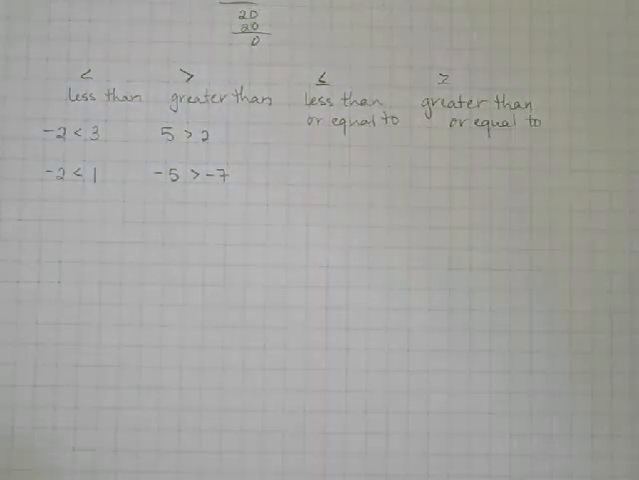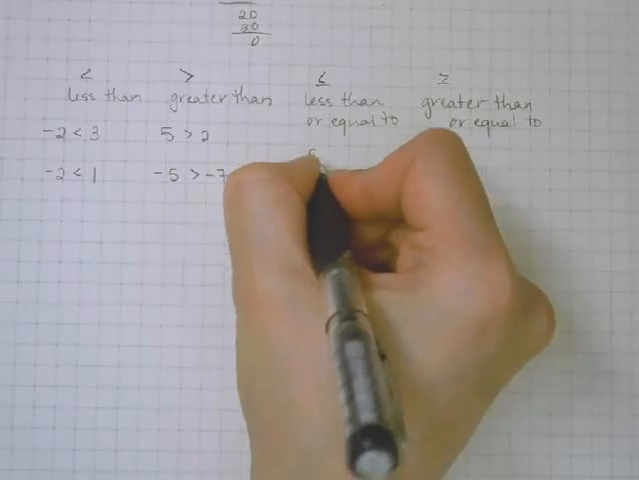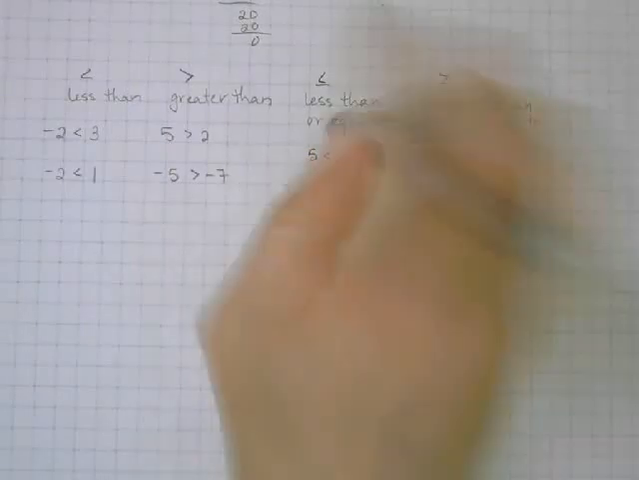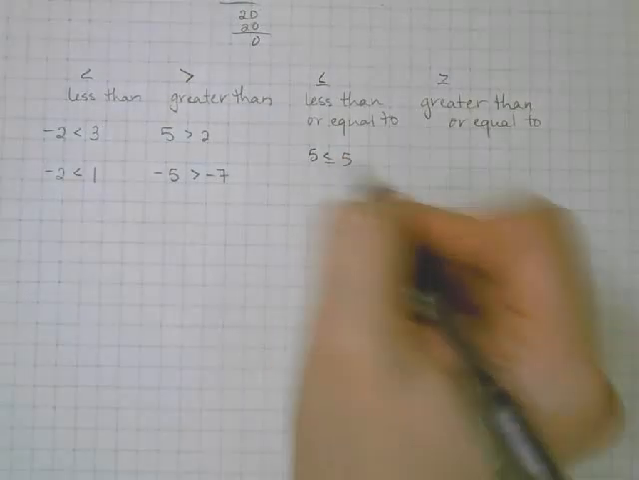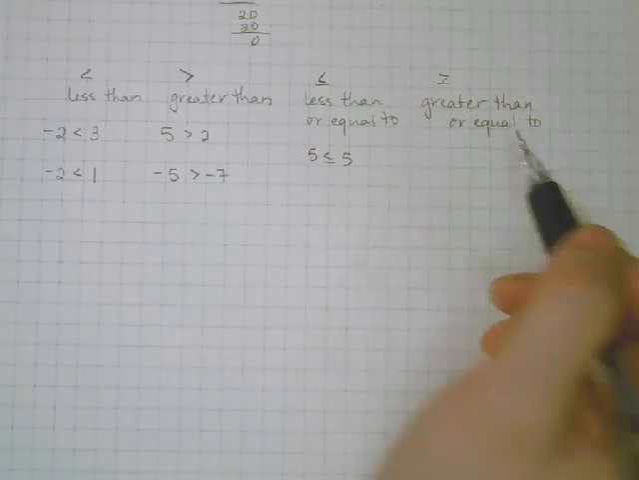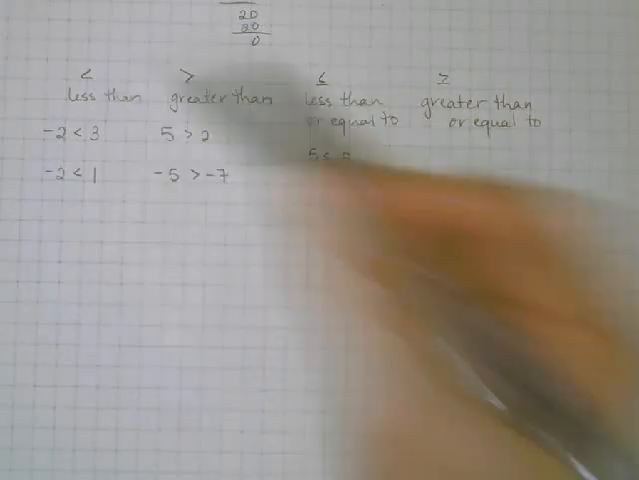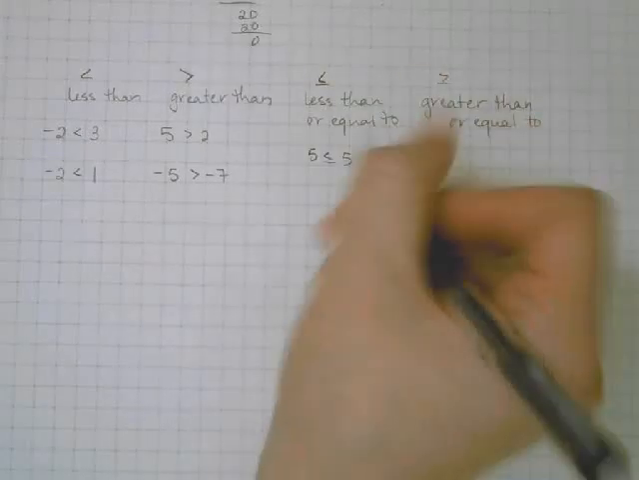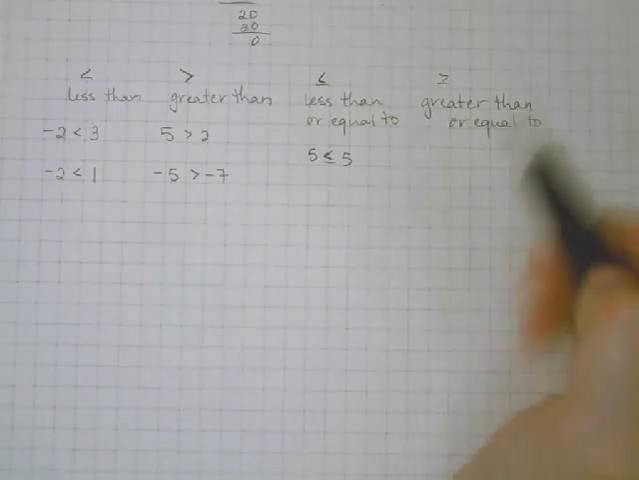The or equal to simply indicates that you could have 5 is less than or equal to 5, because they are equal, and that or equal to keeps 5 as a possibility. Whereas I could not put 5 is less than 5 because it's obviously not. It's just equal to. So similar types of problems there.